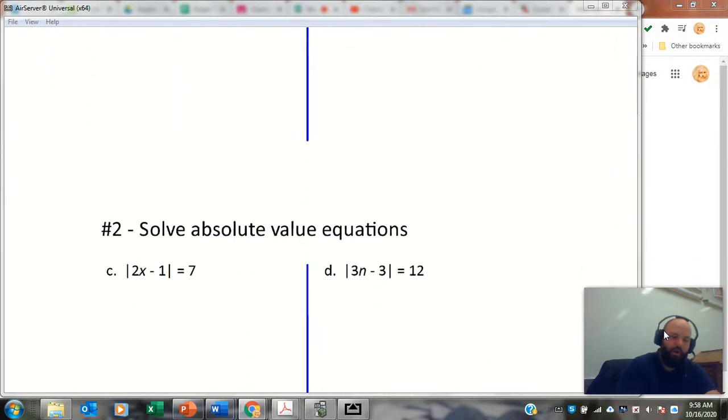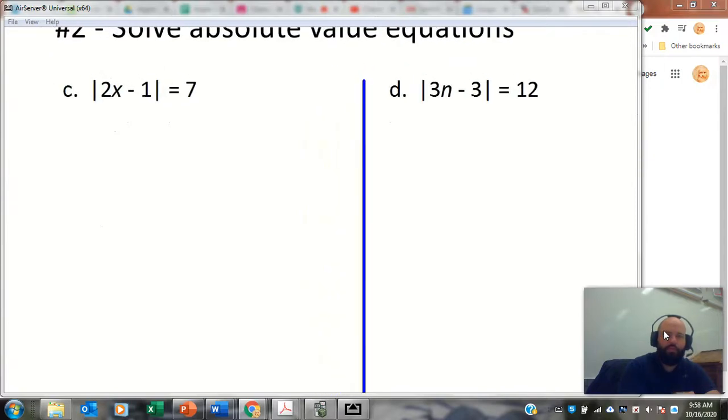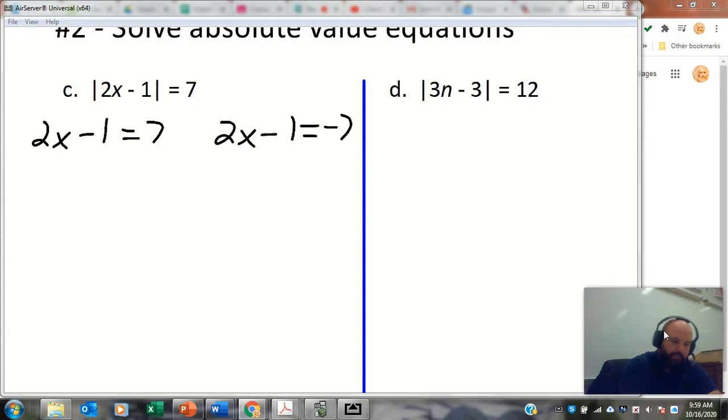All right, moving on to more absolute value equations, but these are more than one step. The last ones were one steppers. These are going to be two steppers. We do need to split these again, just like the last ones. So we're going to write 2x minus 1 equals 7. And then we're going to write 2x minus 1 equals negative 7.